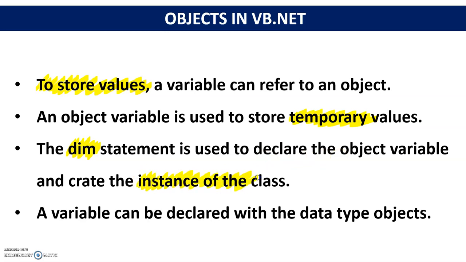Instance of the class. When I say this is the Student class, then each student is an object, and I can say that S1, S2 are the instances of the Student class, right? So all the objects are instances of a class, and a variable can be declared with the data type Object. In other terms, an object is a kind of data type; class and objects are both data types, right? So this is just a brief idea about objects in VB.NET.